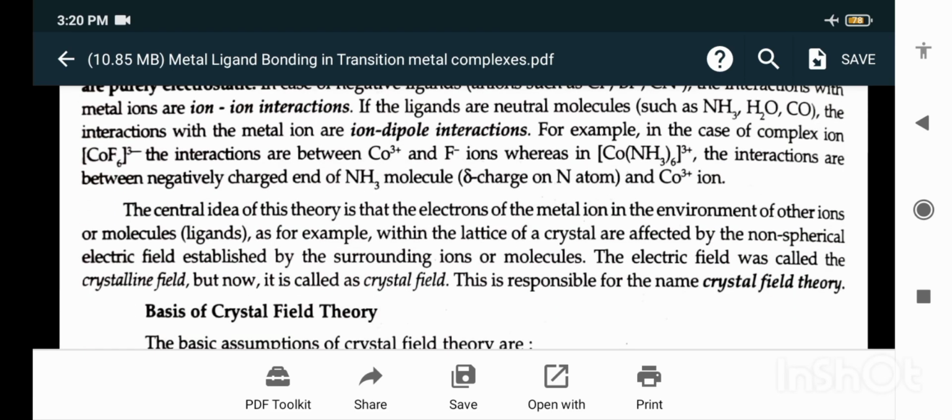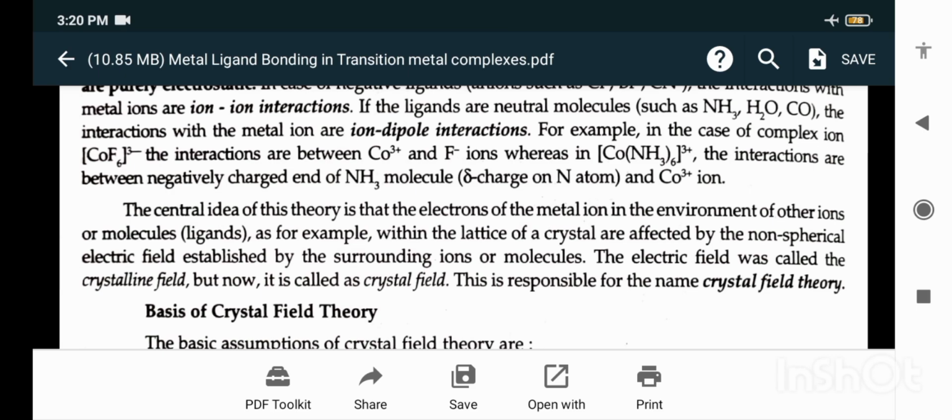The central idea of this theory is that the electrons of the metal ion, in the environment of other ions or molecules, as for example within the lattice of a crystal, are affected by the non-spherical electric field set up by the surrounding ions or molecules. The electric field was called the crystalline field, but now it is called the crystal field. This is responsible for the name crystal field theory.